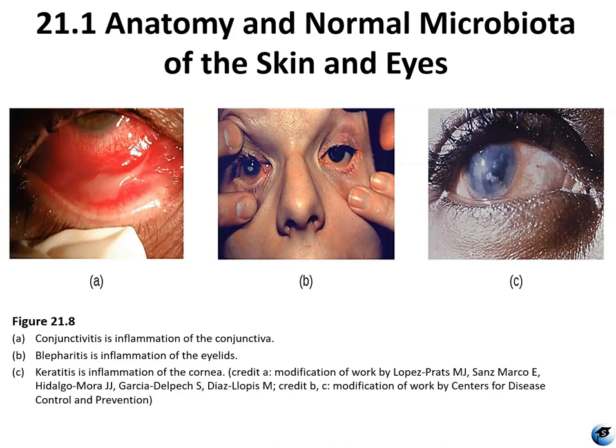This is inflammation of the conjunctiva, and over here you can see this is keratitis. This is inflammation of the cornea. A number of bacteria, fungi, viruses, and even protozoa can cause conjunctivitis or keratitis. For example, you have Haemophilus influenzae. That's the most common bacteria that causes conjunctivitis. And then Acanthamoeba causes both conjunctivitis and keratitis.